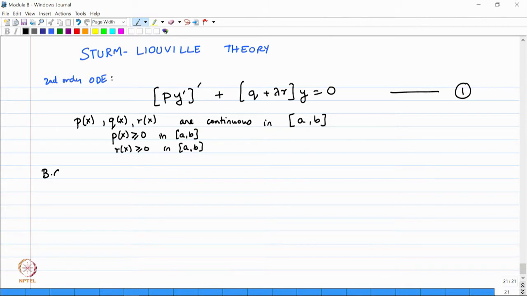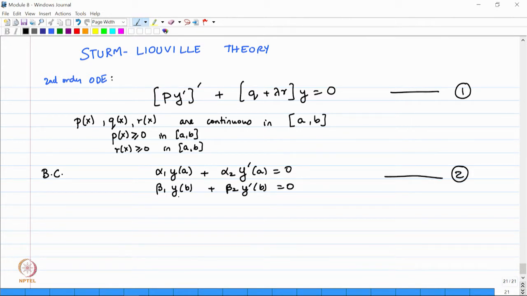So, the boundary conditions at A, so A and B are the range of x, the allowed values of x. So, the boundary condition I will write as alpha 1 y of A plus alpha 2 y prime of A equal to 0. So, this is the boundary condition at A, and you have beta 1 y of B plus beta 2 y prime of B equal to 0. So, these two are the boundary conditions at A and B. So, A and B are the boundaries, okay. And we want at least one of alpha beta not equal to 0. So, one of these four, alpha 1, alpha 2, beta 1, beta 2, should not be equal to 0, and we will assume that alpha beta are real numbers.